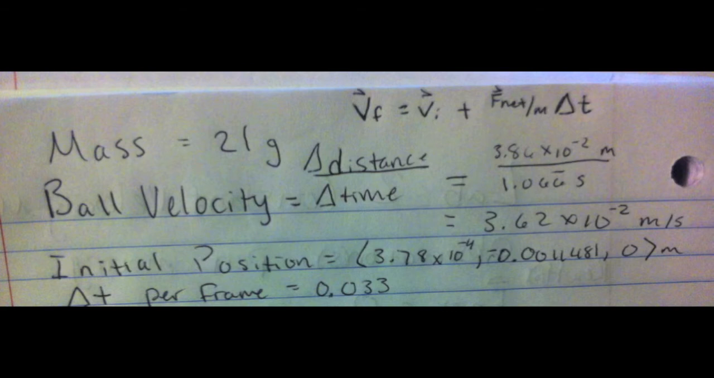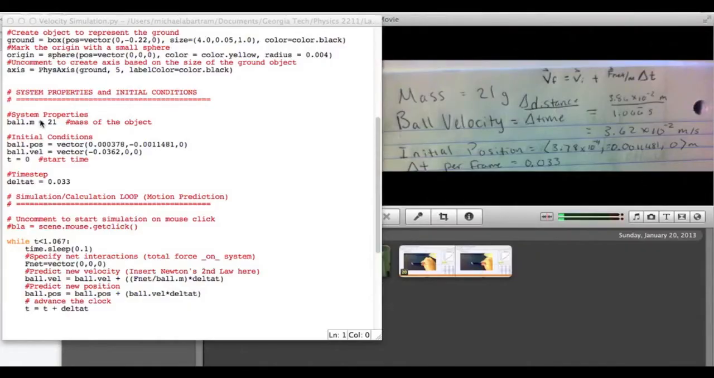And then the change in time, I took the initial time, which is 0, and I subtracted it from the final time, which is 1.066 seconds. So the change in time per frame is 0.033 seconds, which is important. And then using all that, we get the velocity to be 3.62 times 10 to the negative 2 meters per second. Here we took the mass of the ball and we plugged that in.